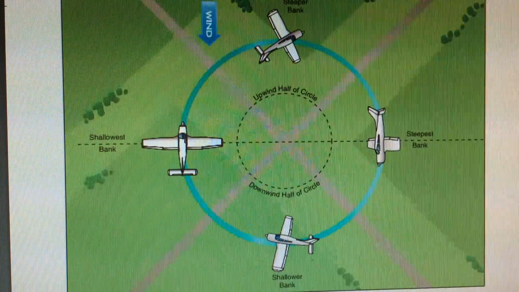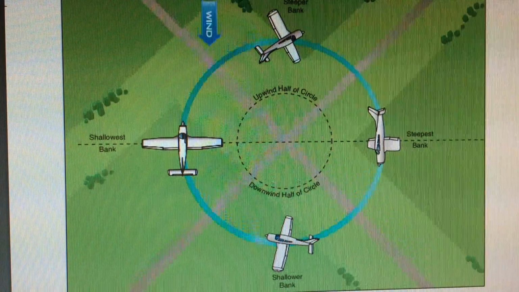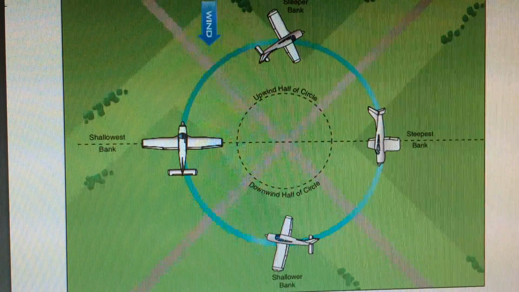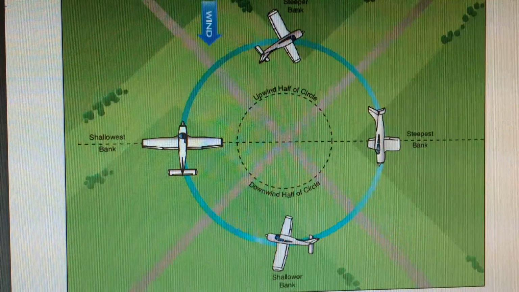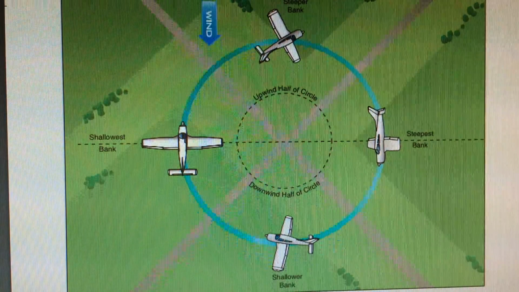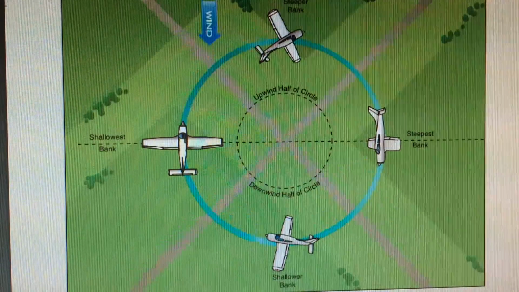S-turns and turns around a point apply the same principles of wind correction to maintain a constant ground track of some kind. The principles are the same for both maneuvers, so we're going to discuss turns around a point and then apply those same principles to S-turns across a road.